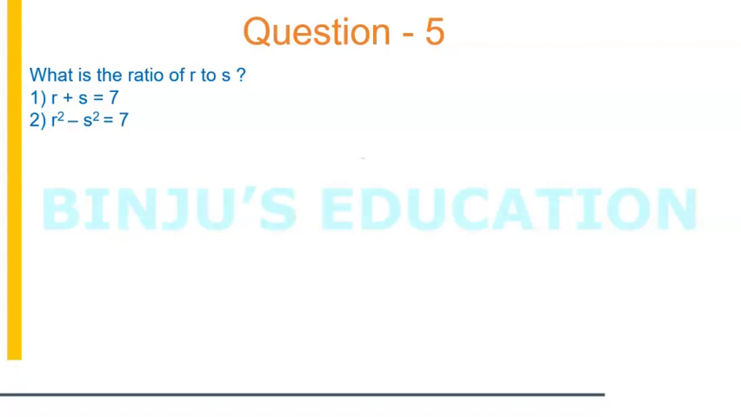All right, let's see what we can do. So what is the ratio of R to S? That means they're asking us to calculate this. So either we need some sort of a relationship between R and S, or we need values of R and S.